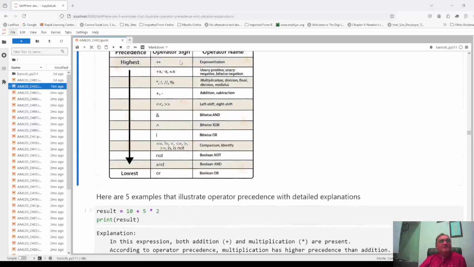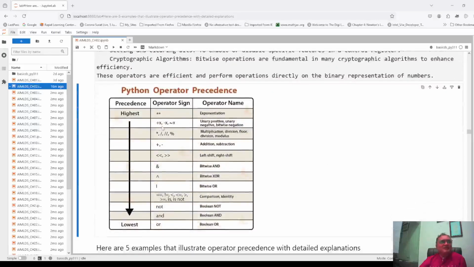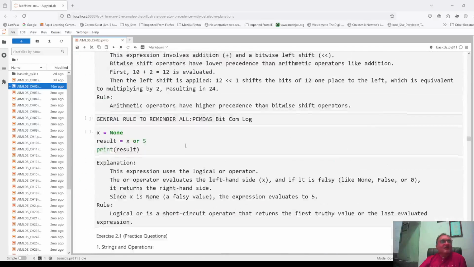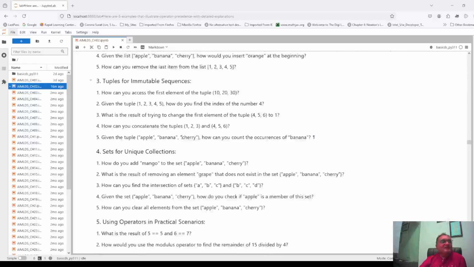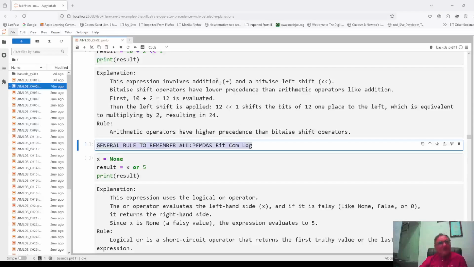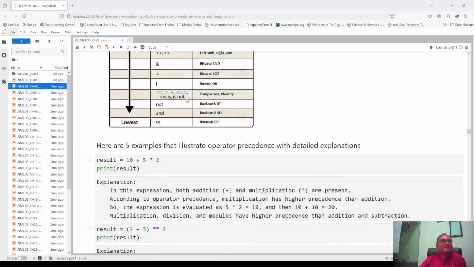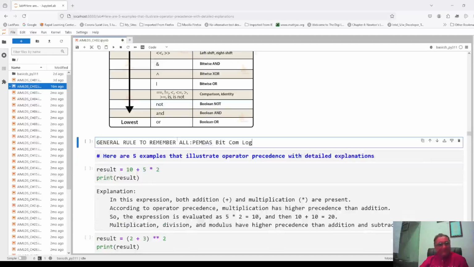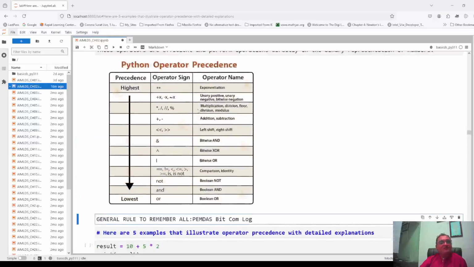Now, it looks like how will we remember all this, but there is no need to panic. One can easily remember this by one simple rule, and that rule is called PEDMAS. Only PEDMAS is as such enough to remember, but if you want to remember the bitwise operators also, then you can remember PEDMAS, bit, com, and log. If you just remember this abbreviation, then you are clear.